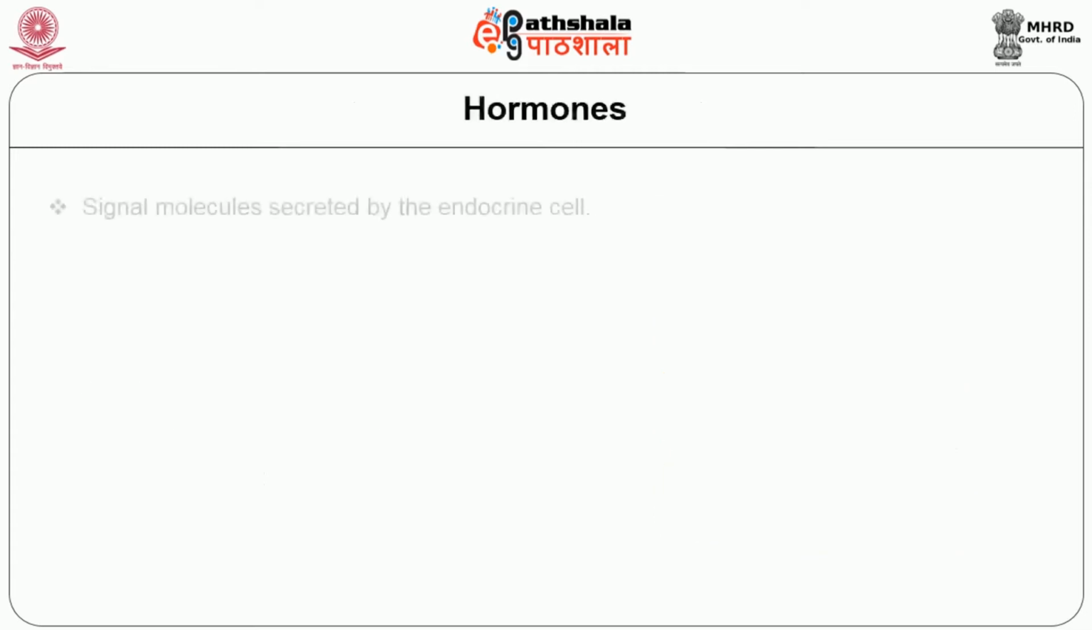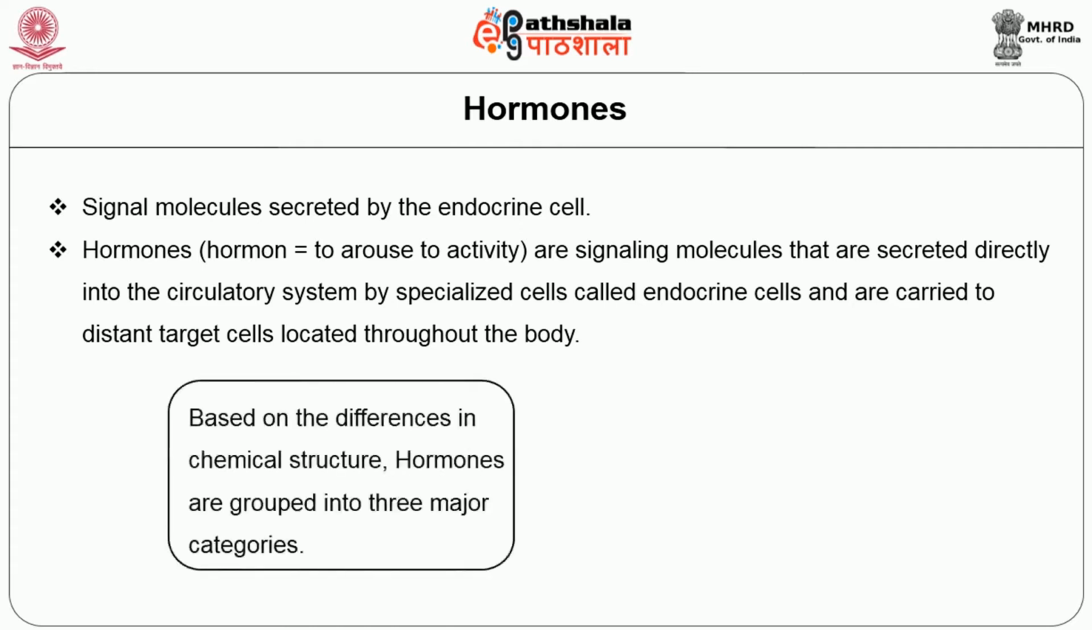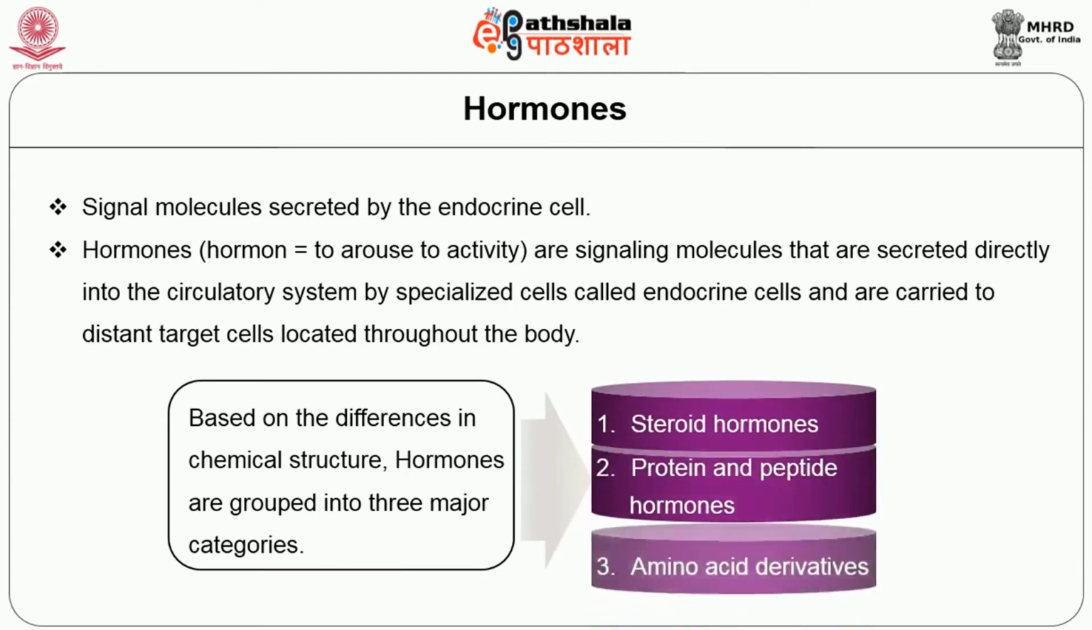Hormones are signal molecules which are secreted by the endocrine cells. They are secreted directly into the circulatory system by specialized cells called endocrine cells and are carried to distant target cells located throughout the body. So based on the difference in chemical structure, hormones can be grouped into three major categories: steroid hormones, protein and peptide hormones, and amino acid derivatives.